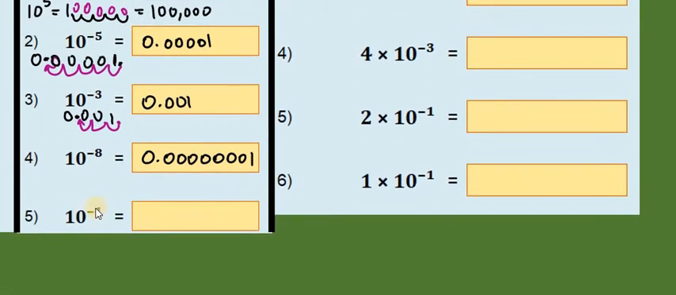And so 10 to the negative 1 power will be what? Well, since we have a negative 1, we need 1 zero before we get 1. So that's going to be 0.1. And again, we need to move only 1 place to the right to get 1.